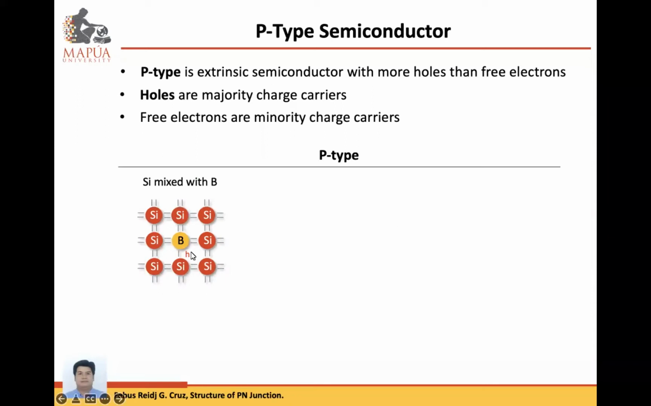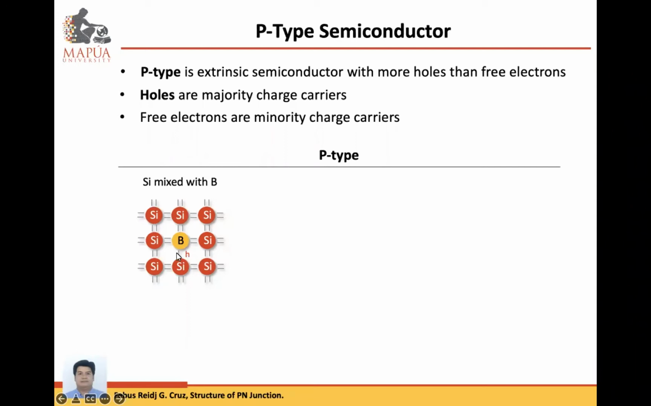For our P-type, we can illustrate using silicon atoms in a crystal mixed with boron atoms. Boron is an example of a trivalent atom. When it bonds with the neighboring silicon atoms, it will leave a vacant space. That would produce a hole, an extra hole without any free electron hole pair.